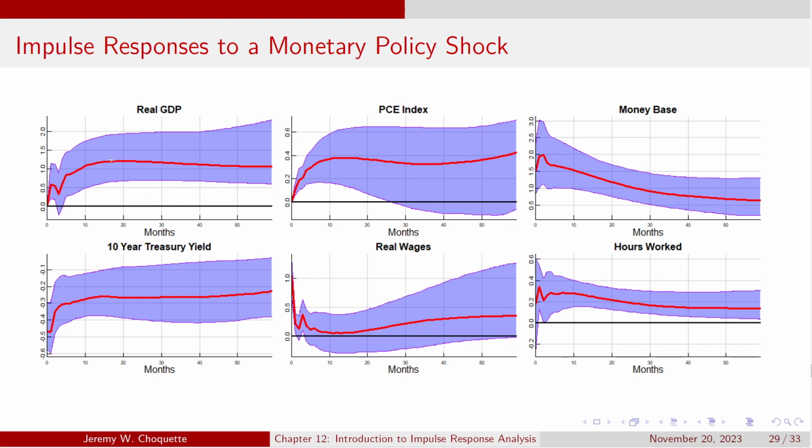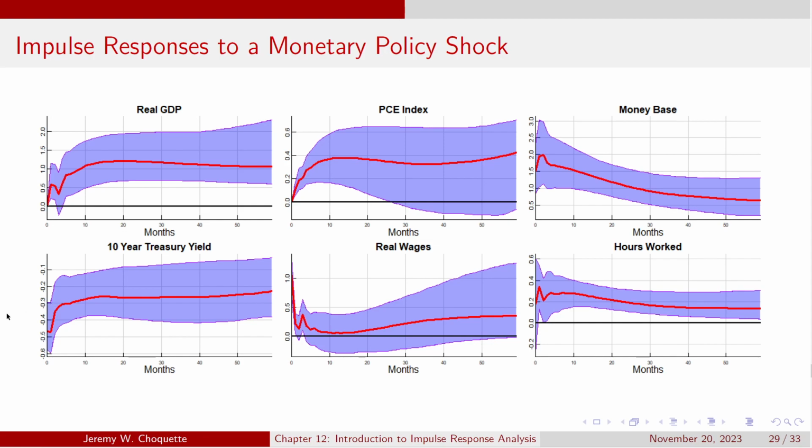But let's look at the maximum deviation. Well, the maximum deviation is a little more than 1.25 percentage points above 0 for real GDP. Significant because this lower band is above 0. Okay, so about 1.25 percentage points above 0. Prices, their maximum deviation is about 0.4 percentage points above 0. The money base, well, that increases. Increases by design here because, well, I wanted the money base to increase.